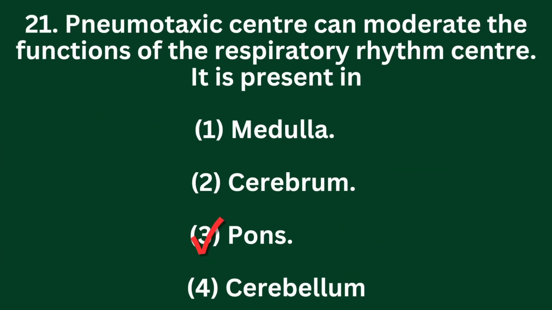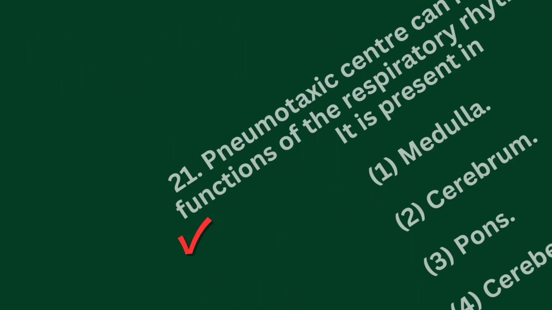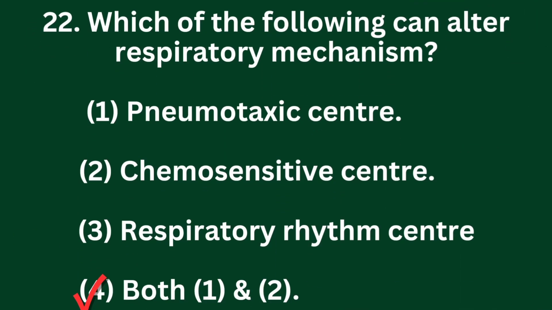Pneumotaxic center can moderate the functions of the respiratory rhythm center. It is present in: 1. Medulla, 2. Cerebrum, 3. Pons, 4. Cerebellum. Which of the following can alter respiratory mechanism? 1. Pneumotaxic center, 2. Chemosensitive center, 3. Respiratory rhythm center, 4. Both 1 and 2.